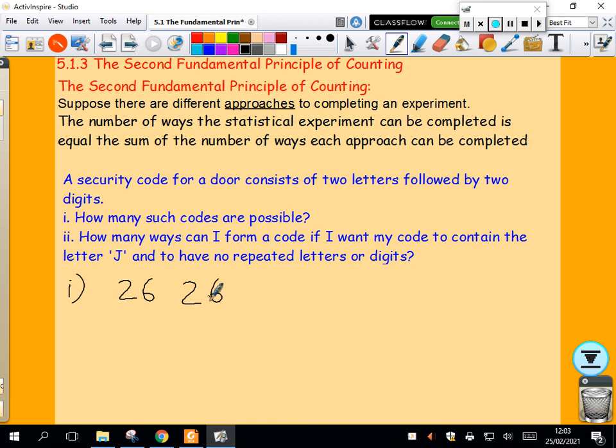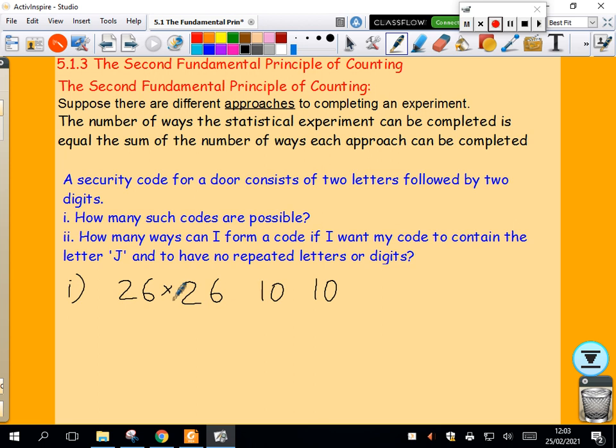Task 3, how many ways could I complete task 3, which is to choose a digit? There are 10 digits I can choose from. And task 4 is to choose a digit. It doesn't mention that I'm not allowed to repeat digits, so there are still 10 ways I can choose a digit. 26 ways to complete the first task, 26 ways to complete the second task, 10 ways to complete the third task, 10 ways to complete the fourth task.